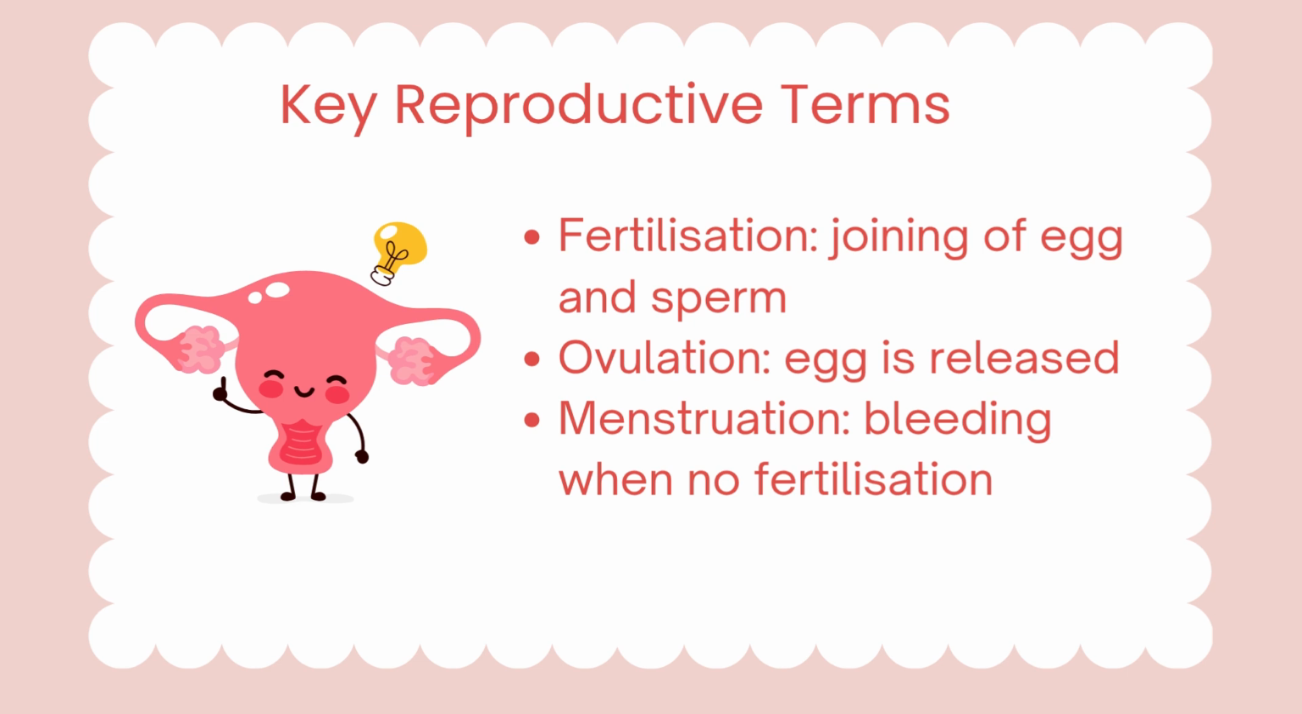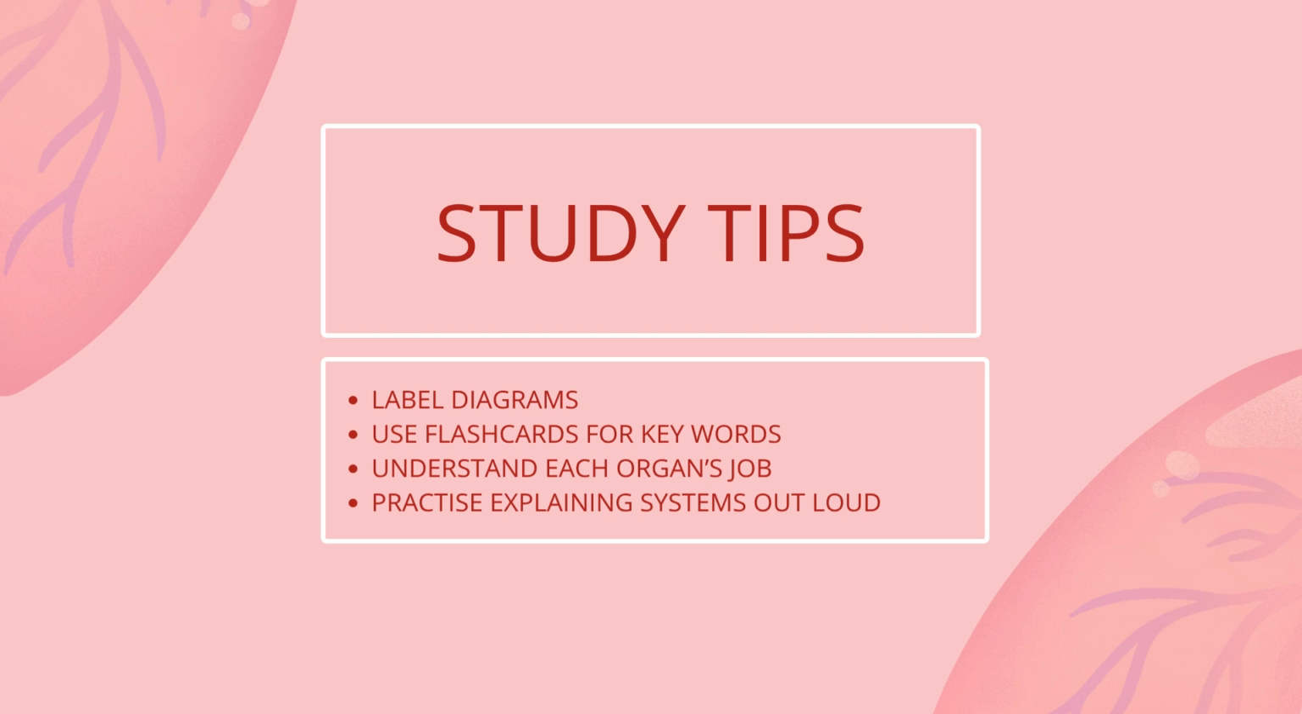These three words are very, very important. Fertilization, this is when the sperm and the egg join. Ovulation, this is when the egg is released. And menstruation is the bleeding that happens if an egg is not fertilized, and that usually happens every 28 days. And you need to know even the days.